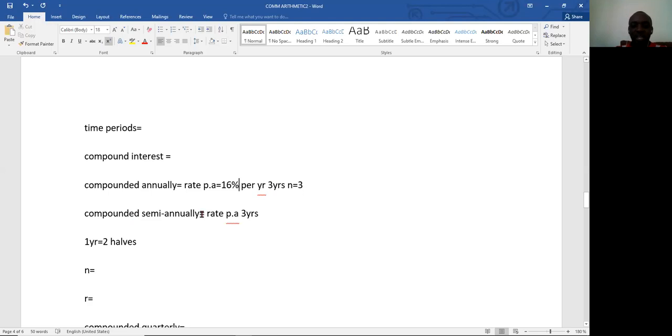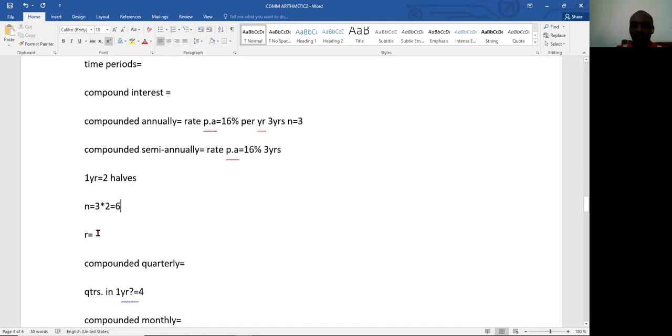But if it was compounded semi-annually and the rate is still 16%, then this one now changes. You can see the rate is per year, but compound interest is done for half a year. So I have to ask myself, how many halves, how many semis are there in 1 year? There are 2. So n, which was 3, is now multiplied by the 2 semis, so n becomes 6. So n is not 3, it is 6. What about the rate? So n is multiplied, but the rate is divided.